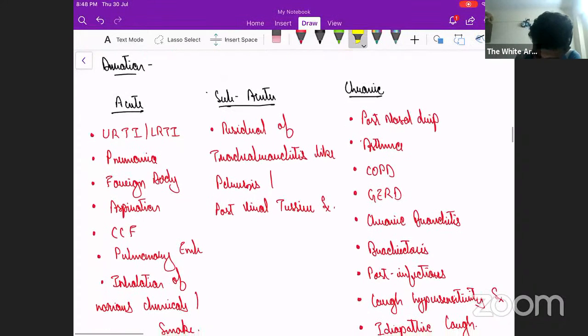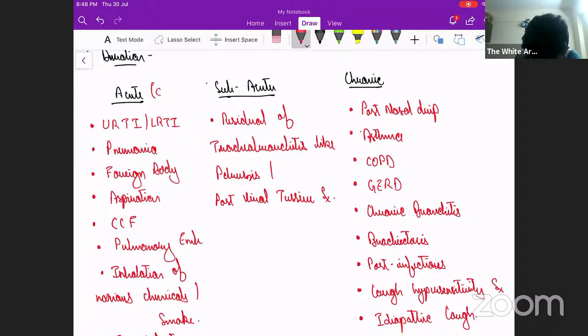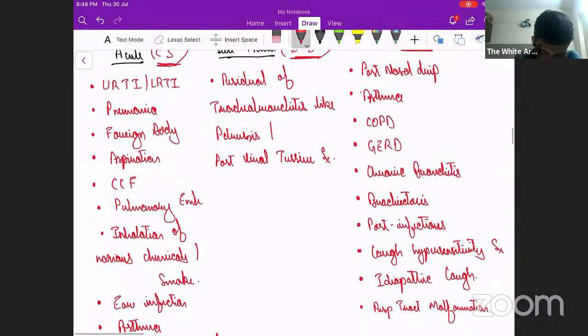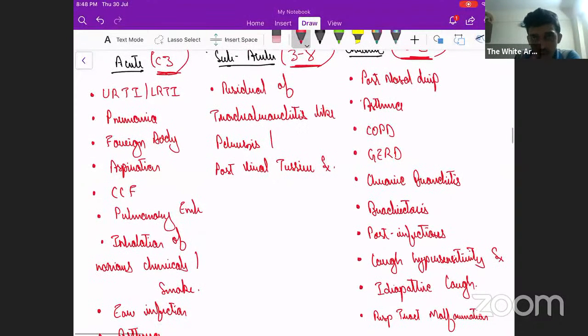Next is duration. So acute is less than 3 weeks. Subacute is 3 to 8 weeks. Chronic is greater than 8. Very important. Okay. So the whole evaluation and the whole approach to cough changes depending on the duration of the cough. Acute is easy. It's either infective or allergic.